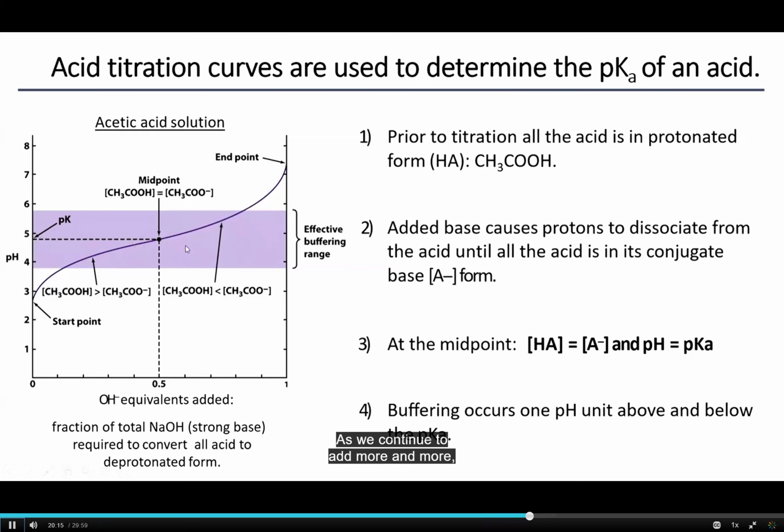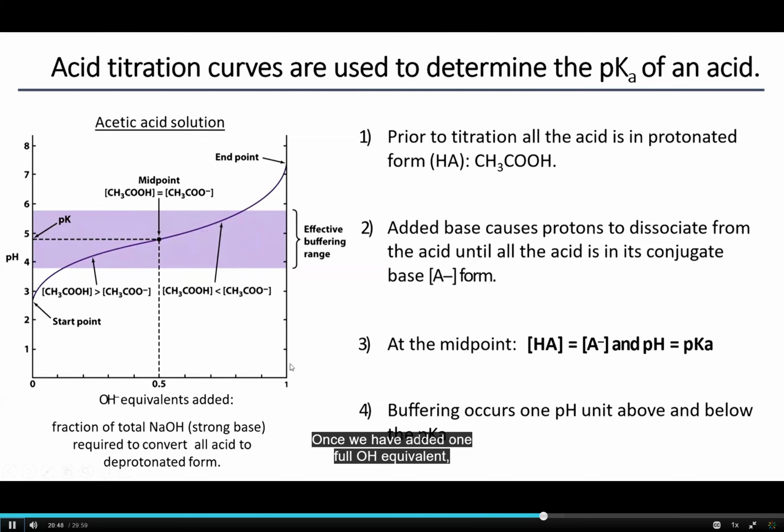Okay. As we continue to add more and more OH, now on this side of the curve, we're going to get a situation where there's far more conjugate base than there is acid. There's lots of OH in this solution. Lots of the hydrogen ions are being consumed by those OH ions. And so the H will be more encouraged to come off of its molecule and combine with those OH groups. So it's essentially this molecule and OH are competing for hydrogen ions over here.